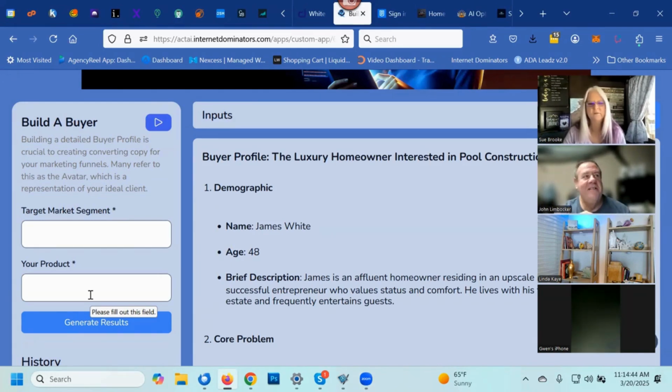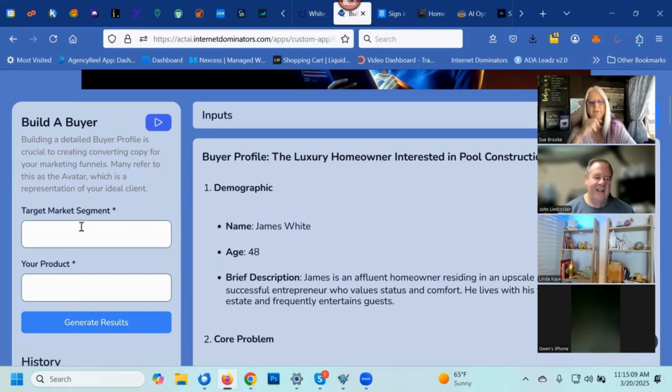So, like for instance, I know you've got somebody that does dog boarding. Yes. So dog boarding might be the product, and the segment might be dog boarding companies. That's totally different than somebody that wants to board their dog. Does that make sense?